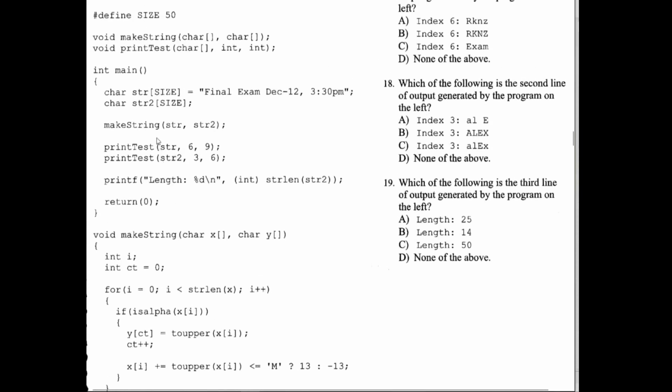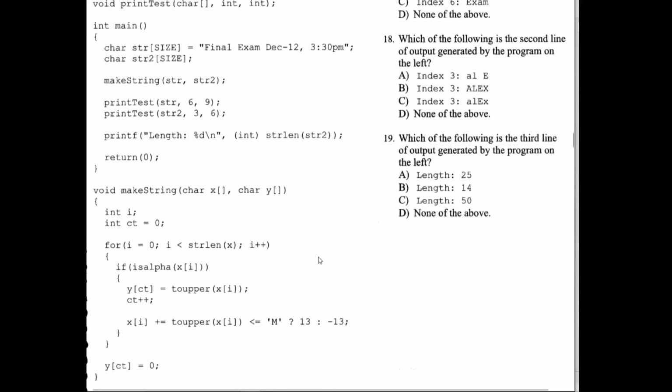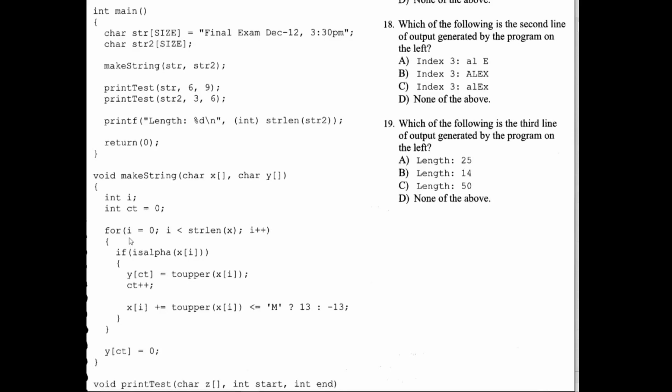So now that we know that print test is basically just going to be printing the characters in that position of the string, we can look at makeString and see what's actually changing with those characters in the string. And we go here, we see it's looping through the string by the length of the string, and it's checking if it's alpha. All right, and then if it is alpha, it's going to set the position of that string in the second.